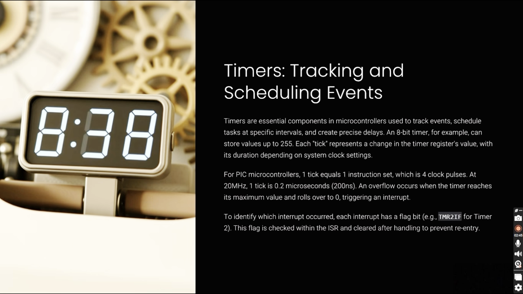Timers help track time, create delays, and schedule tasks. Each tick increases a counter. When the counter reaches the limit, it overflows and can trigger an interrupt. Timers are useful for making actions happen at regular intervals, like blinking an LED every second.